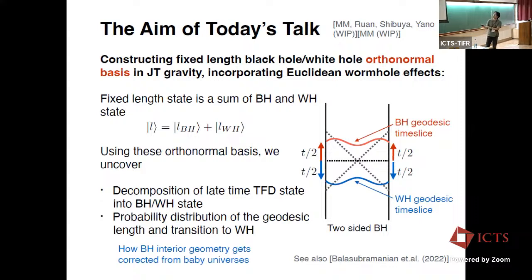So I will construct this type of black hole and white hole basis, and using these orthonormal bases, I will define the probability of having a certain length, as well as the transition probability of the Hartle-Hawking state into the white hole, the contracting two-sided black hole. From now on, I will primarily talk about the Hartle-Hawking state in JT gravity, and its decomposition in terms of this newly defined orthogonal black hole white hole basis.